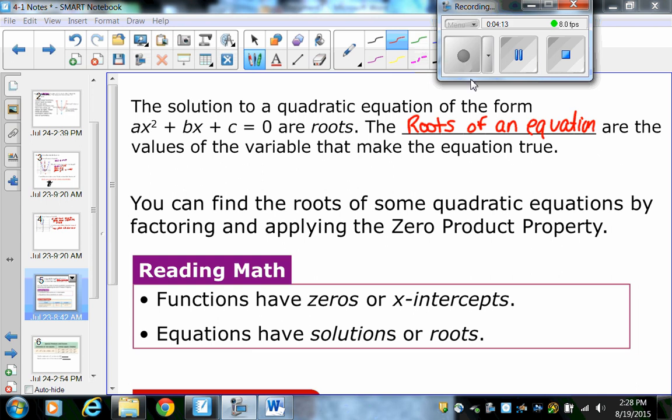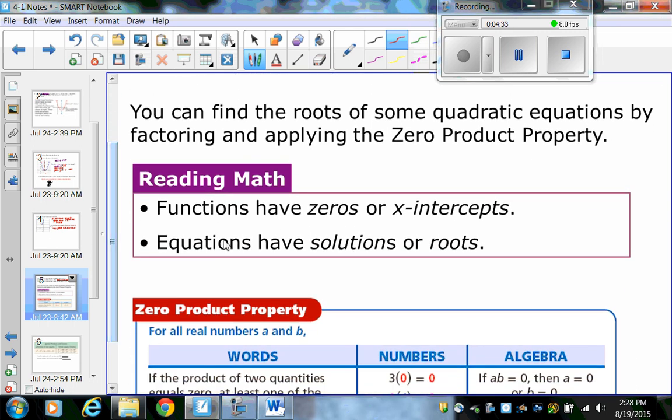The solutions to a quadratic equation of the form ax squared plus bx plus c equals 0 are roots. The roots of an equation are the values of the variables that make the equation true. You can find the roots of some quadratic equations by factoring and applying the zero product property. So we have essentially 4 words that kind of mean the same thing, but when we're talking about functions, we're going to refer to them as zeros or x-intercepts. If we're talking about equations, we're going to refer to them as solutions or roots.